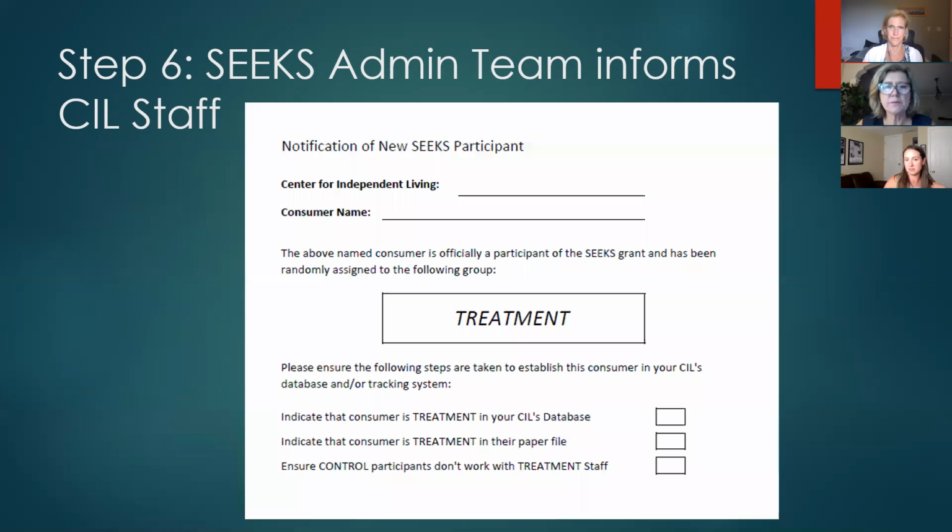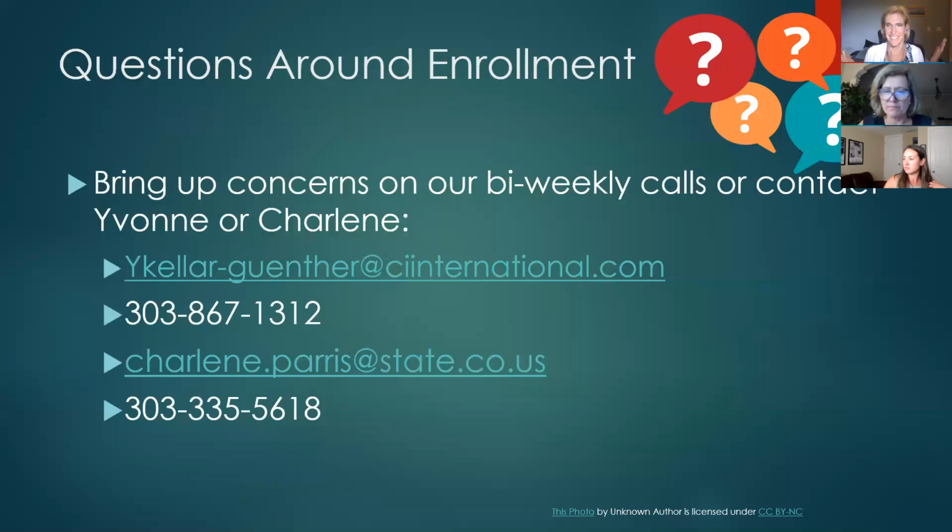And so this next slide, I want to show you what the form looks like. This is the form that will be emailed to you. You see it'll have your center listed on there. It'll have the consumer's name. And this box in the middle will say treatment or control, whichever is applicable. Then we'll ask that you ensure, following those steps I just talked about, that you've indicated that the person is either treatment or control in your database and your paper files. And that's it.